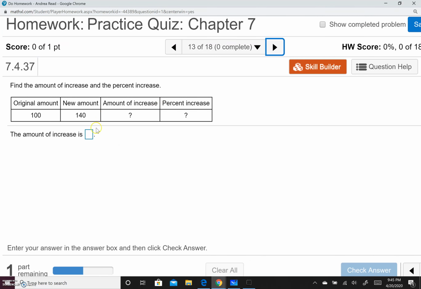So those would be my two answers that I would plug into my problem over here in my Labs Plus. So the amount of increase, the first answer, we would plug that in. Once you press enter, then it'll give you the option to plug in for your percentage of increase.